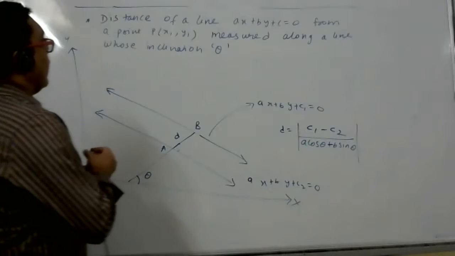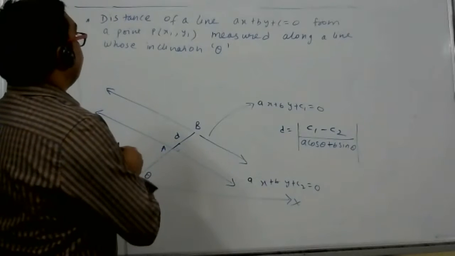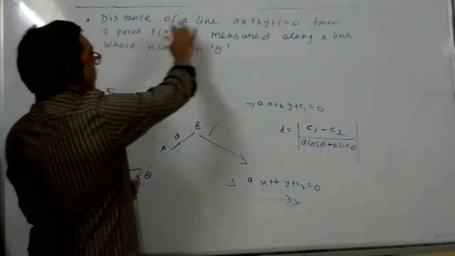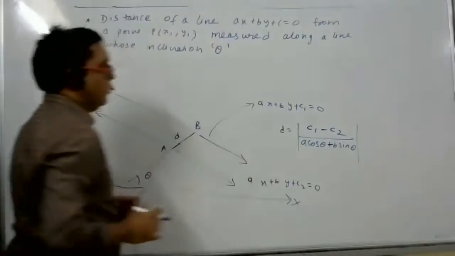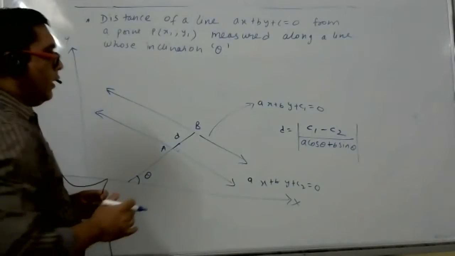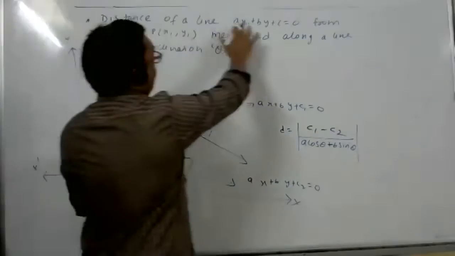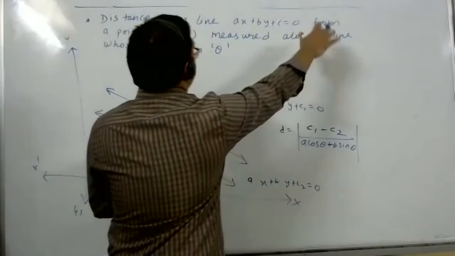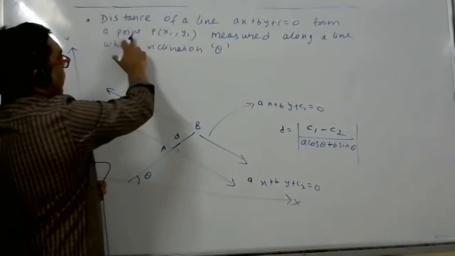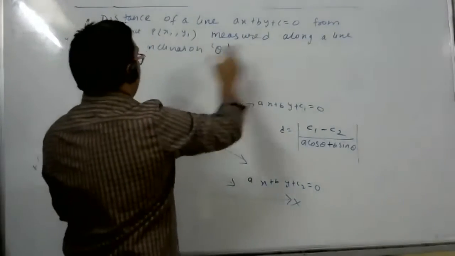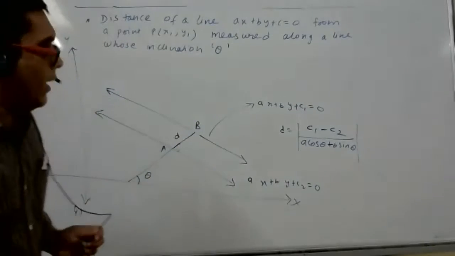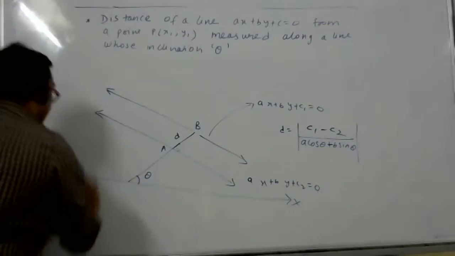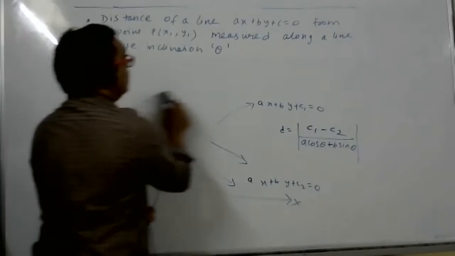I will teach you trigonometry. Now write down this concept: distance of a line. Sir, can you teach the proof? I'll teach. Distance of a line AX plus BY plus C is equal to 0 from a point P(x1, y1) measured along a line whose inclination is theta. So what is the formula for this one? Tell me.